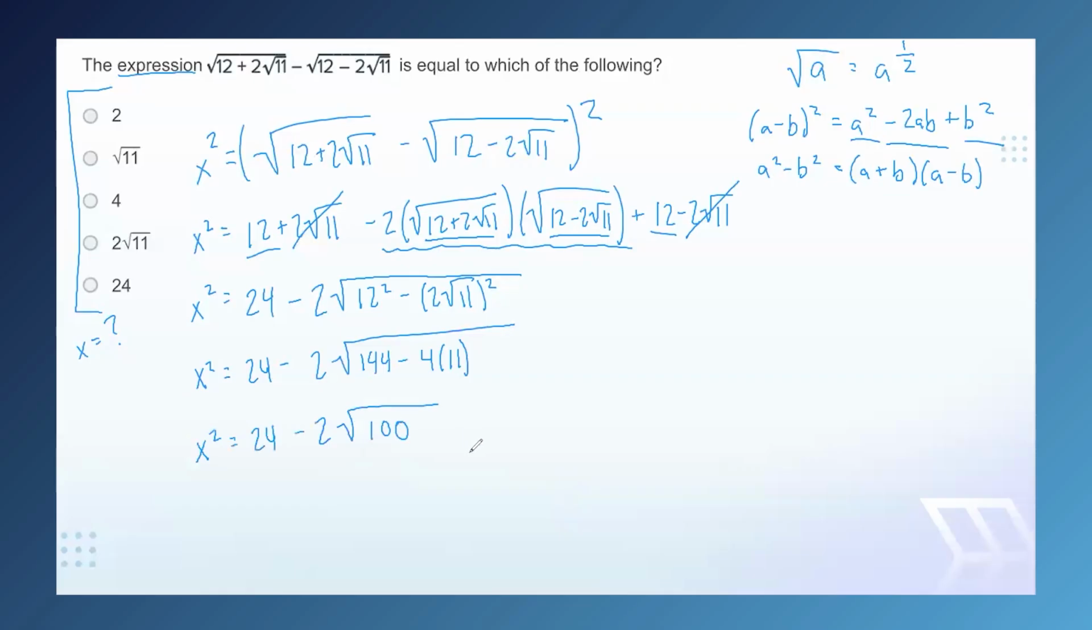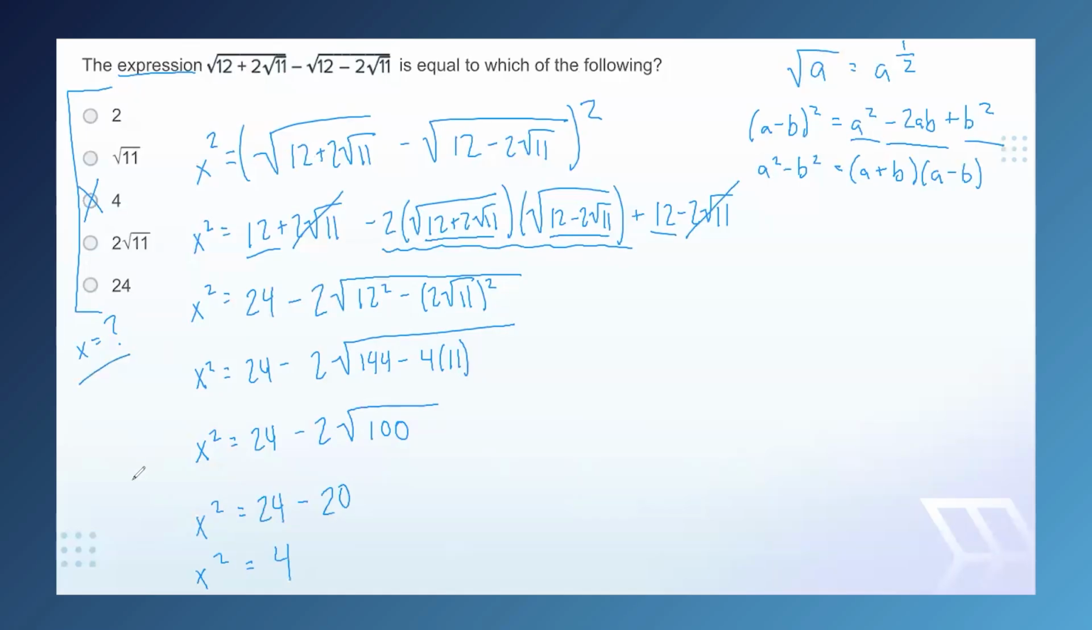Our math is looking really clean, which is a very good sign. The square root of 100 is 10, so we're going to end up with 24 minus 2 times 10, which is 20. So x squared is going to equal 4. Now, important, 4 is not our answer. We have to remember we are not solving for x squared, we are solving for x.